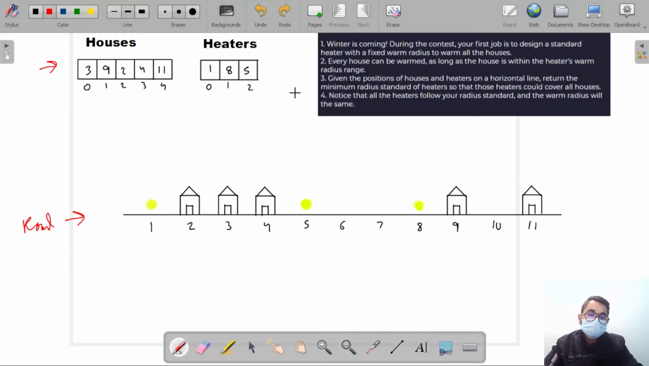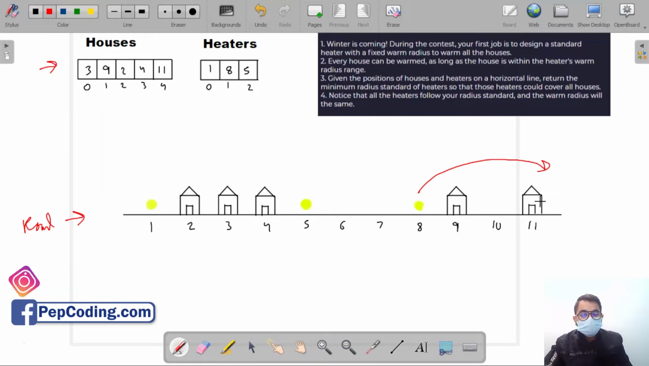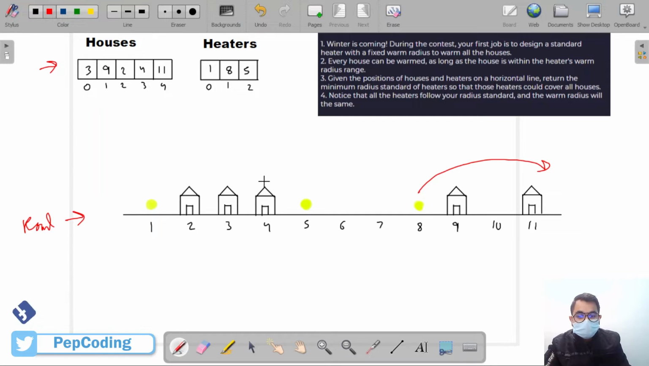Does this question say something like this? No, it doesn't say that. In this question, it is said that every house can be warmed as long as the house is in the heater's warm radius range, meaning that even if there is only one heater present and its range is covering the entire house, then it is warm. It doesn't matter if the house is covered by two heaters.